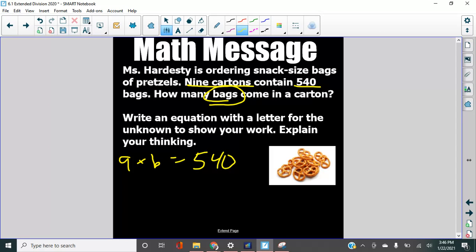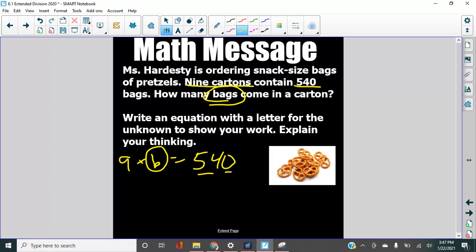So you could think what would fit here. What would fit in here for the letter B? Did you say 60? Right? 9 times 60. 9 times 6 is 54. And then we need a 0, right?